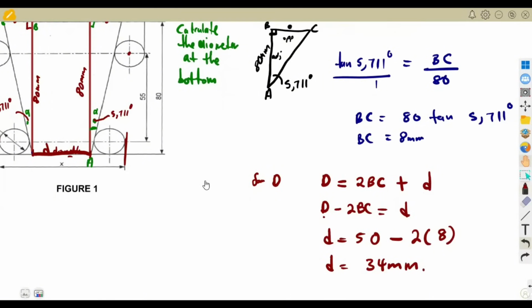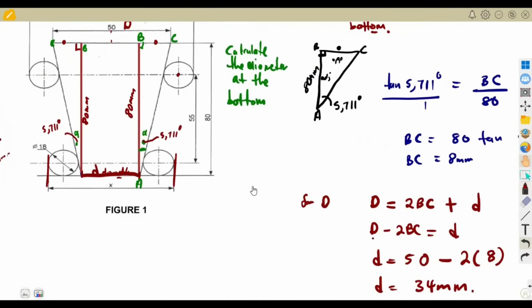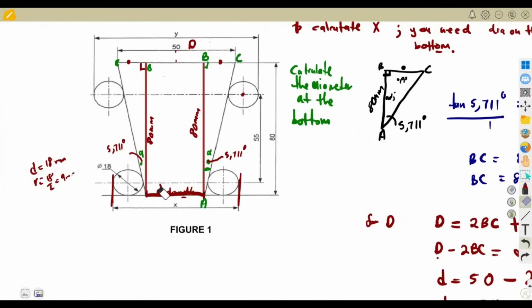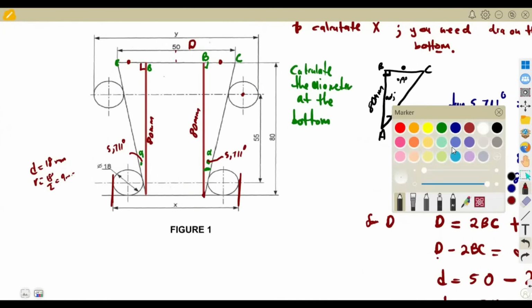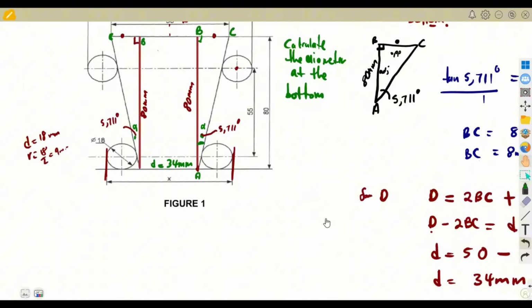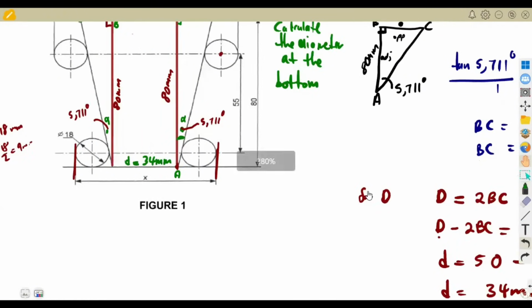All right. We are still there. We haven't started. Remember, we want to calculate X. We want to calculate X. But what is the purpose of finding this smaller diameter here? What is the purpose? All right, I'm just going to take my point A. Remember, we have got A there. So now we have got this diameter on the bottom here, which is 34 millimeters. Okay. Now you're going to understand me. Let's move on to this one.